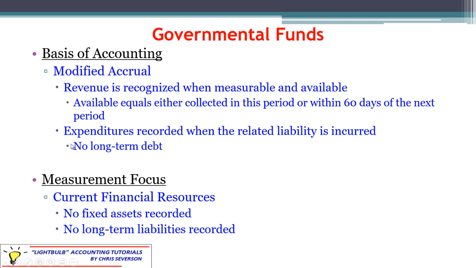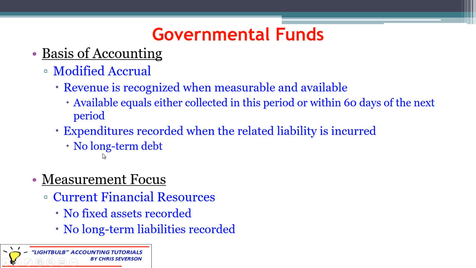Now, the other big thing with the governmental funds is we no longer use the term expense. Instead, we use the term expenditure. Expenditure means that we've bought something. We've paid the cash for it, or we at least owe the cash for it, but we're not necessarily reporting things when they're incurred. It's not quite the same thing. So instead, we record it when the liability that relates to it itself is set up.